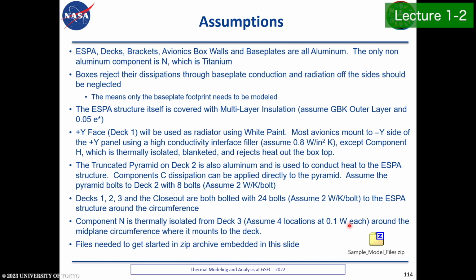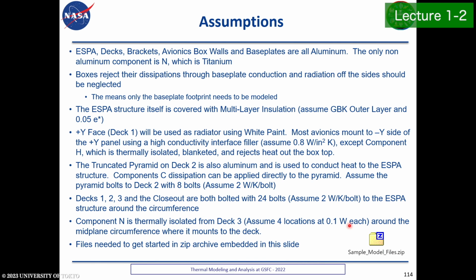All right, so assumptions going into this model. The ESPA, the decks, the brackets, the avionics, pretty much everything is aluminum. The only non-aluminum component is going to be component N, which is titanium. We're going to make the assumption that the boxes are going to reject their heat through baseplate conduction. We're going to neglect radiation off of the sides.